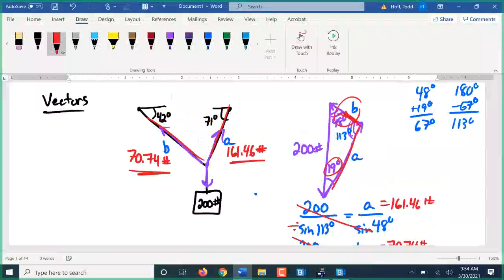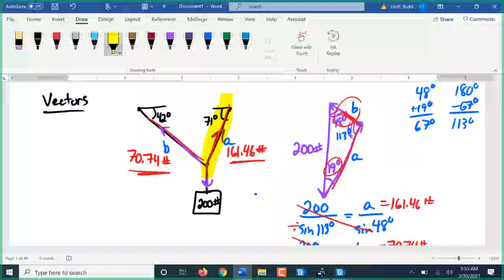Now notice those two do add up to more than 200, and the smallest side is opposite the smallest angle. So what this is saying is that rope, or support, or whatever it is, rope, cable, chain, whatever, that's steepest is going to be supporting most of the weight. This one here is supporting some of the weight, but it's mostly just pulling it off to the side a little bit.